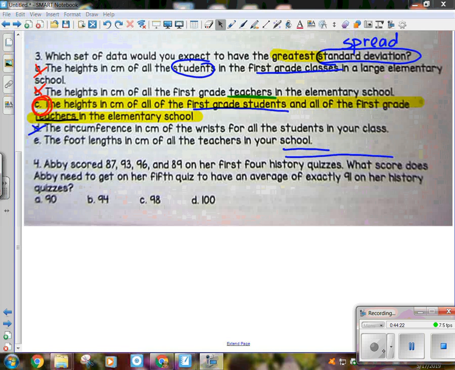All right, number 4, Abby scored 87, 93, 96, and 89 on her first 4 history quizzes. What score does she need to get on her 5th quiz to have an average of exactly 91 on her history quizzes? To have an average of exactly 91. So let's just think about what we're doing.